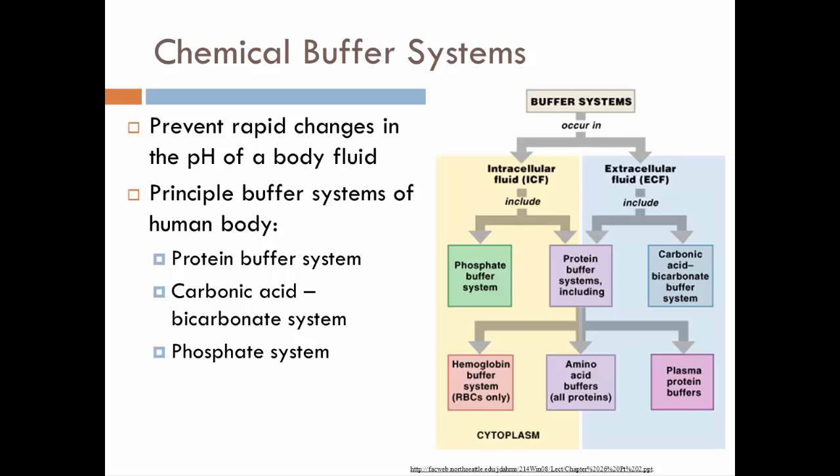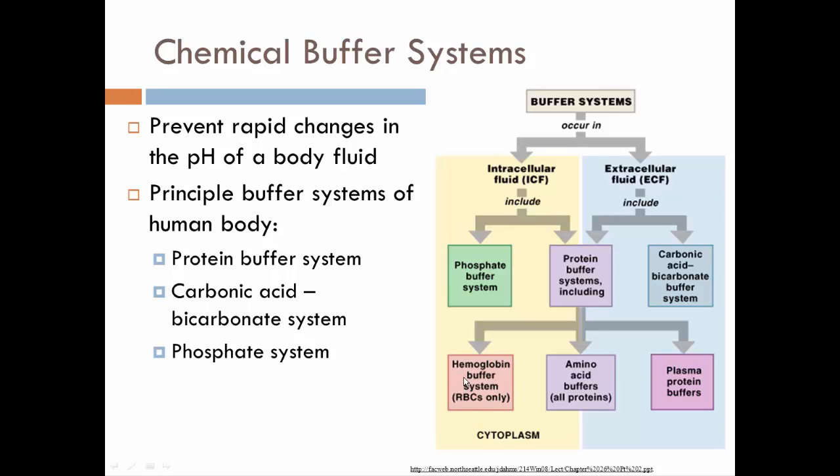Again, looking at chemical buffer systems, these prevent rapid change in pH in the body fluid, and they kick in very fast. There are different buffer systems for different areas. We have intracellular fluid, the fluid inside of cells, and extracellular fluid, the fluid outside the cells. Inside the cells, the phosphate buffer system works really well. In extracellular fluid, the carbonic acid-bicarbonate buffer system works very well. And then the protein buffer system works in both conditions. That is, we've got three examples of where these are going to work.